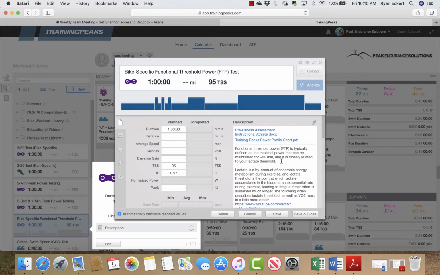There are a variety of different tests out there that help estimate your threshold. And if you're someone who's always done a different test, that's totally fine. What matters is that you're doing that test under the same conditions, or at least as close as possible, and under the same circumstances every single time you do it.